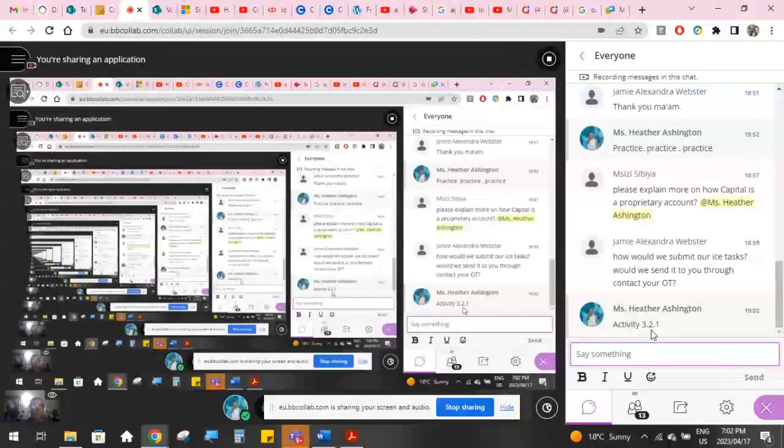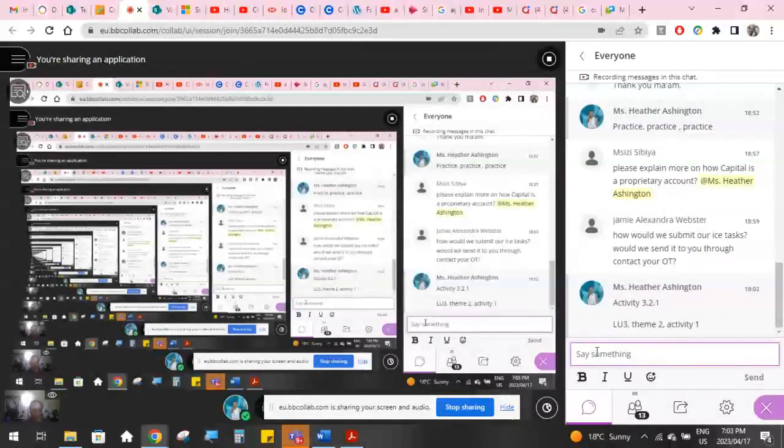Then scroll down or click through to the screen Theme 2. So that will be LU3, Theme 2, and then Activity 1 in Theme 2. When you're in Theme 2, scroll right down to the end of the theme. All of the activities are always at the end of each theme, and find Activity 3.2.1.